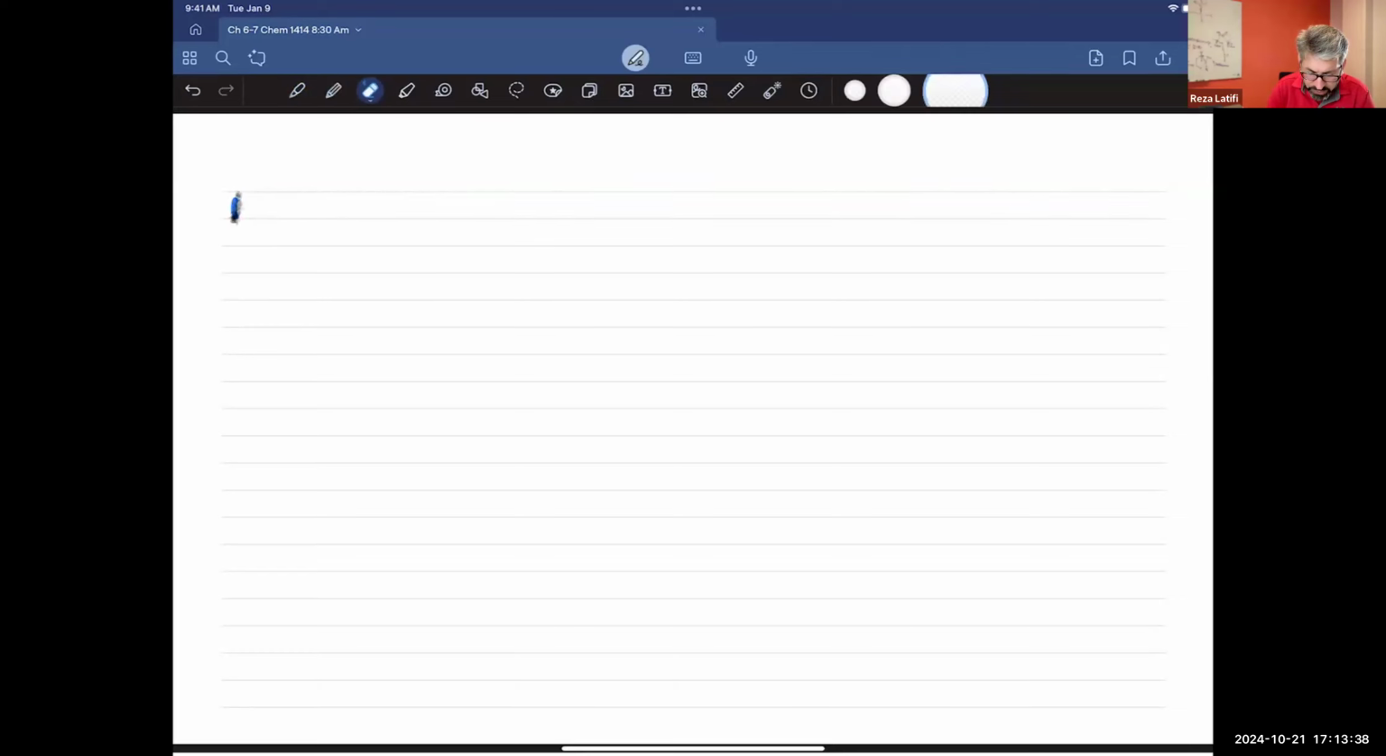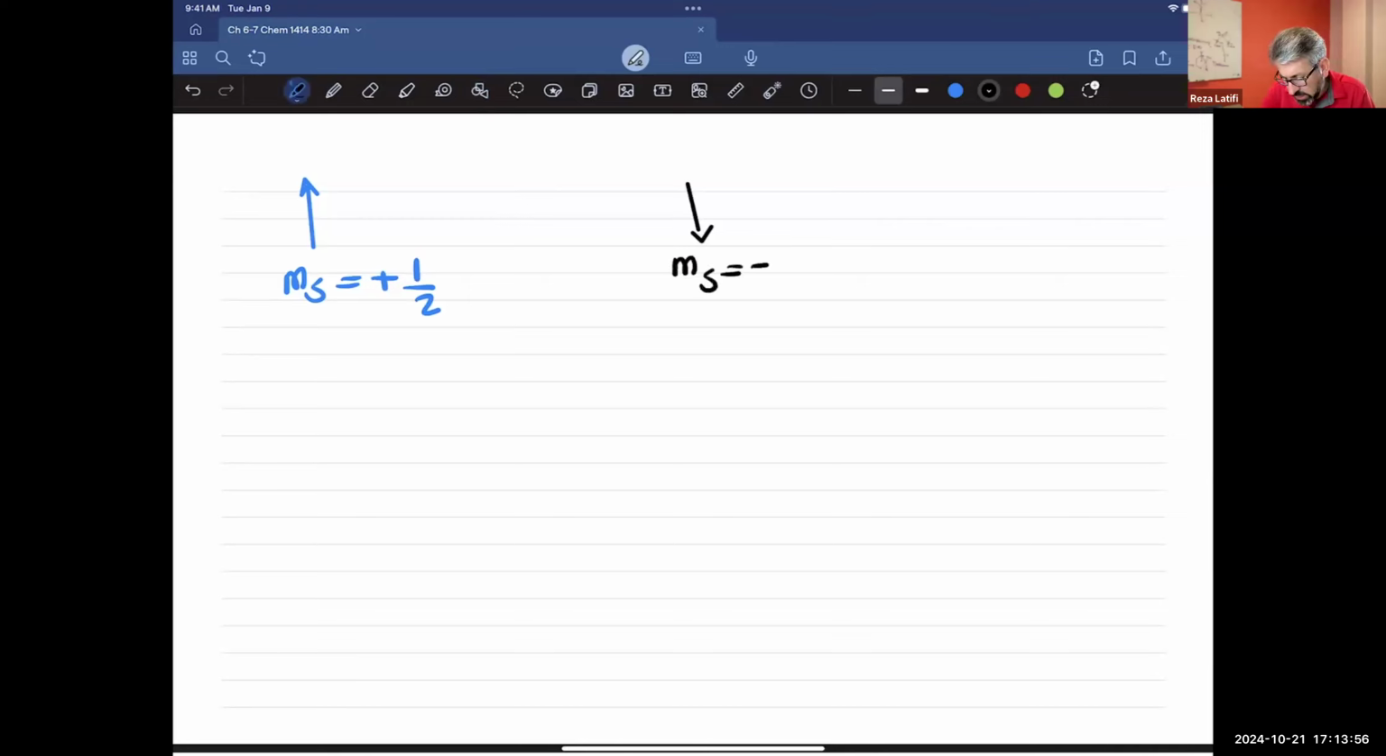Okay, we have an electron, and if it's pointing up, we say the spin of the electron, the fourth quantum number, will be plus half. And if the electron is pointing down, we say the spin of the electron will be minus half. Treat any electron like a magnet. So in this case, you have the north down and south up, while this one, the north is up and the south is down.